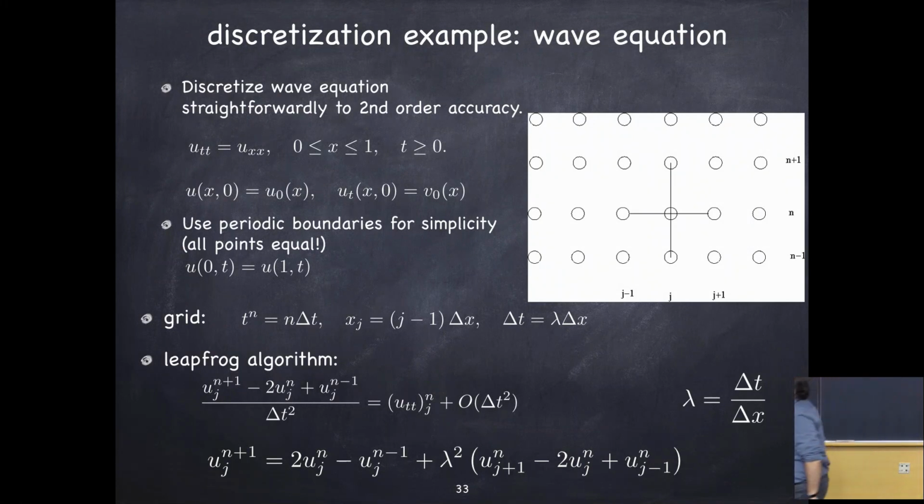Okay. So now with all of this, let's look at some example. Let's go back to our favorite example, the wave equation, and let's discretize the wave equation. All right. So this is the wave equation.